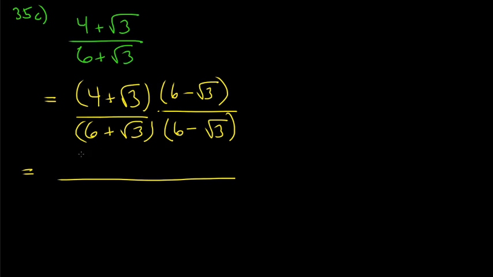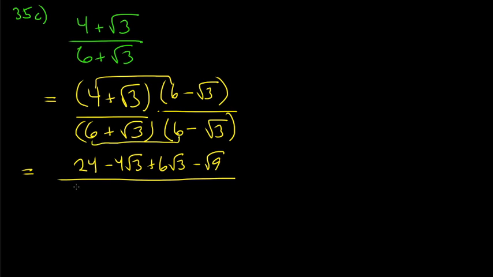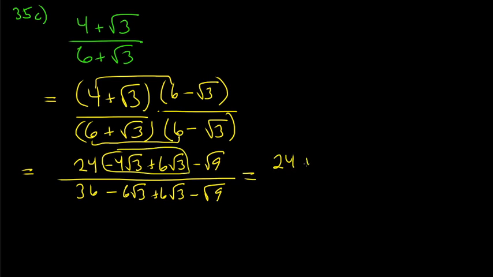So for the numerator, what do we get? We get 24, right? 4 times 6. And then minus 4 square root of 3 plus 6 square root of 3 minus the square root of 9. And then for the denominator, we get, well, 6 times 6, right? 36. Minus 6 square root of 3 plus 6 square root of 3 minus the square root of 9. Okay, so 24. And then these are like terms, right? Negative 4 plus 6 is 2, so 2 square root of 3. And then the square root of 9 is just 3.